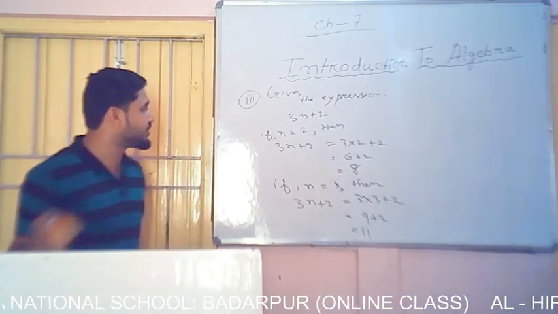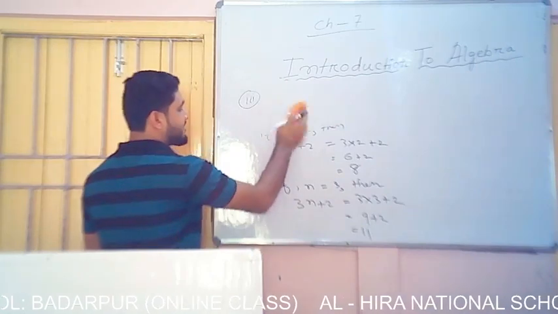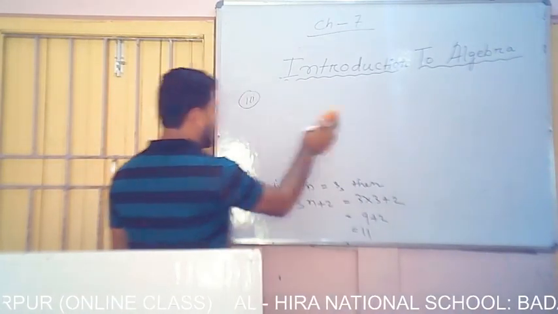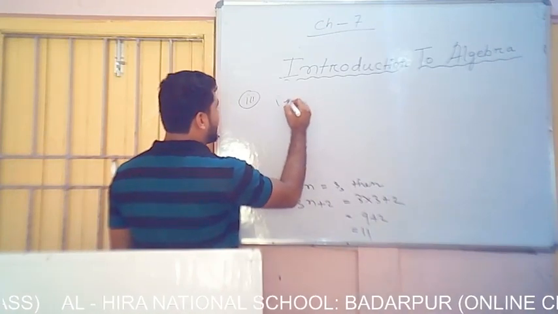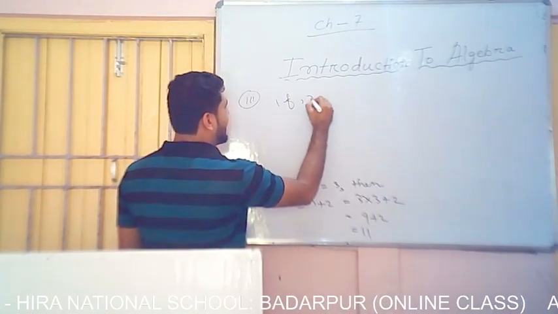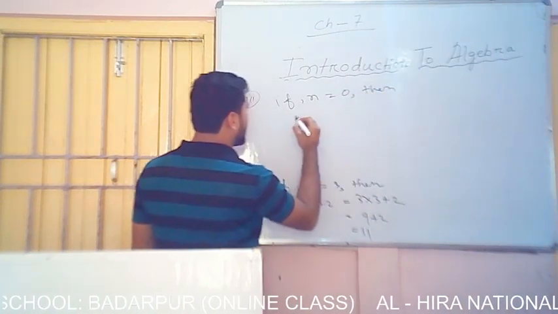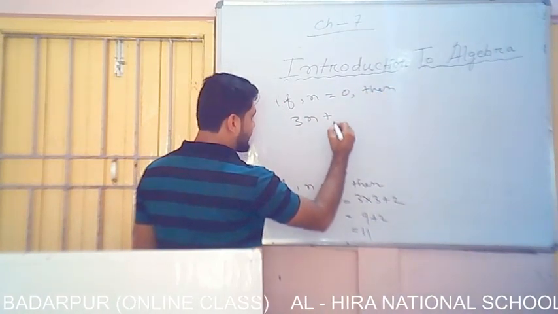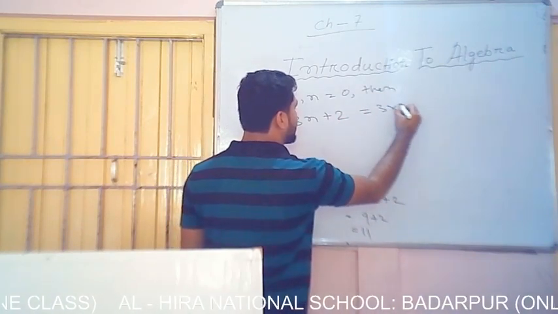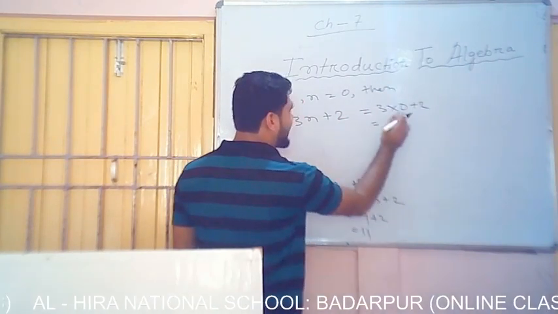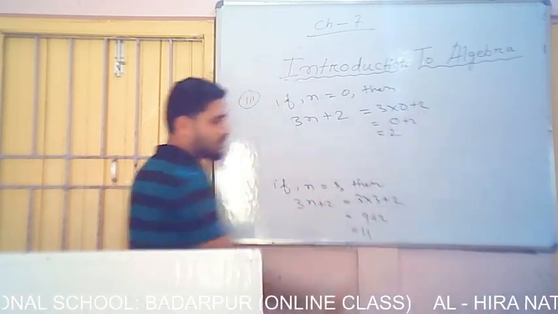Now come, if n equals 0. If n equals 0, then 3n plus 2 equals 3 into 0 plus 2, and 3 into 0 means 0, plus 2, and then 0 plus 2 equals 2.